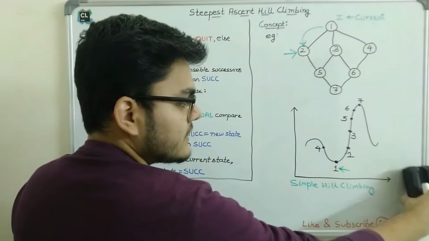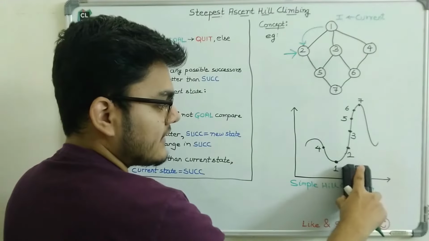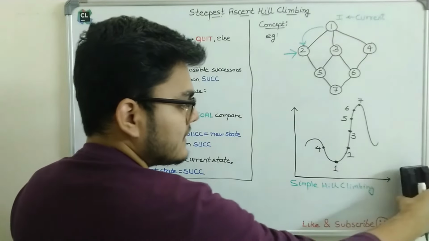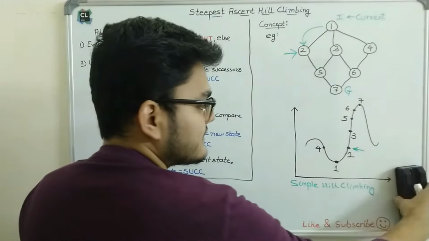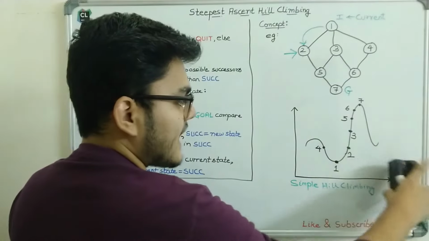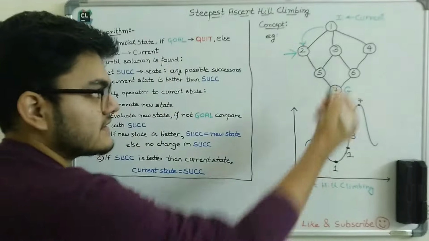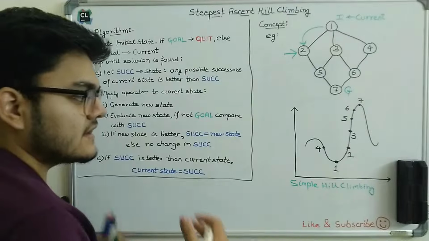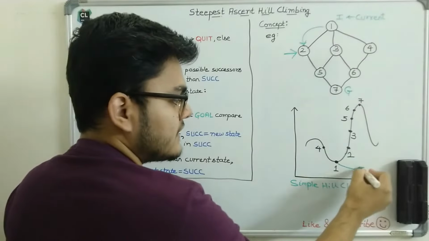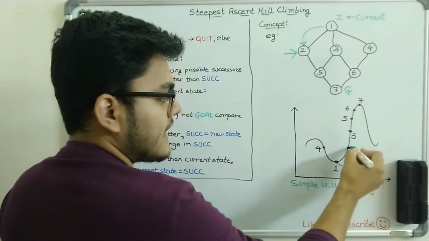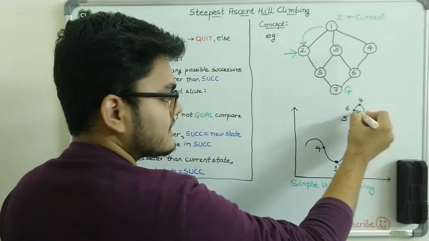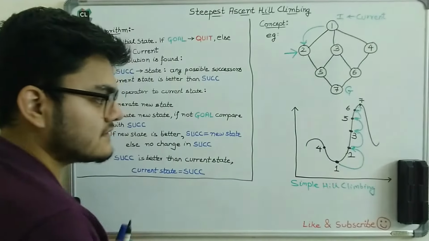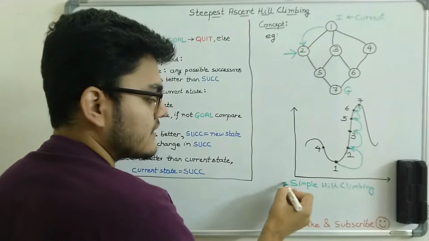So what we are going to do is in the next iteration, we are going to assign current as 2, right? So in the simple hill climbing algorithm, at each and every step, we reassign the current state, right? So from 1, 2, and then 3, then 5, then 6, and then 7. So this is how a simple hill climbing algorithm works.